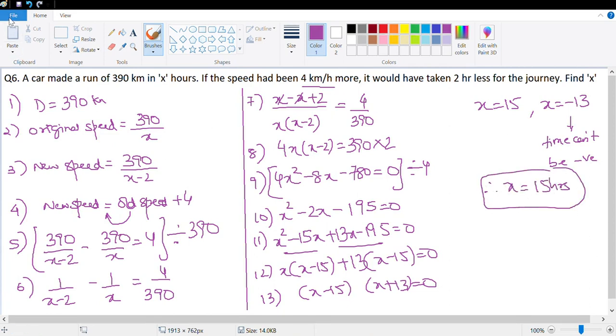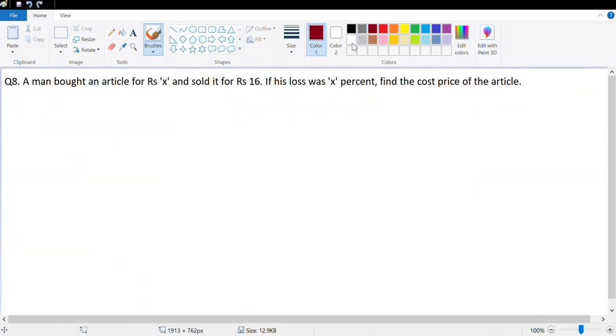Perfect. That brings me to the last homework question of this exercise, which is question number 8. A man bought an article. Oh, so this is basically cost price and selling price. So let's go ahead and look at it. A man bought an article for rupees x. So cost price is equal to rupees x. Next, sold it for rupees 16, which means selling price is equal to rupees 16.